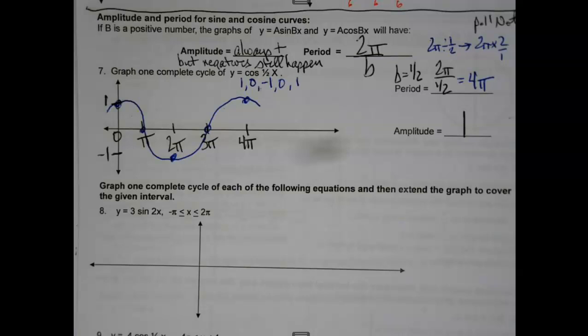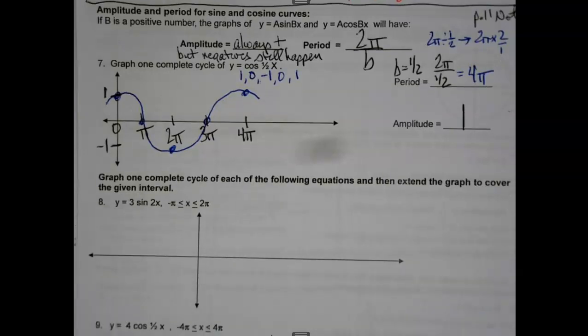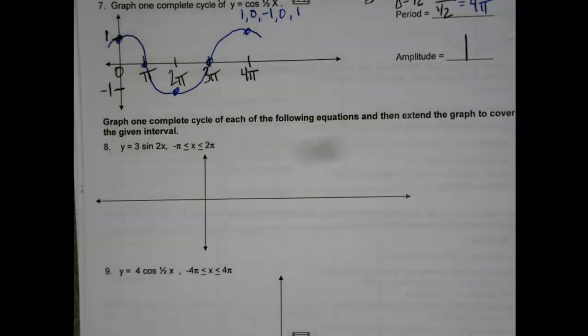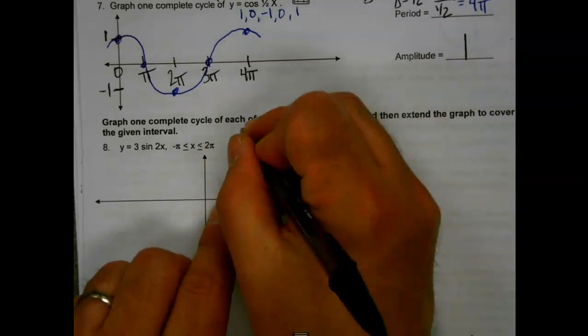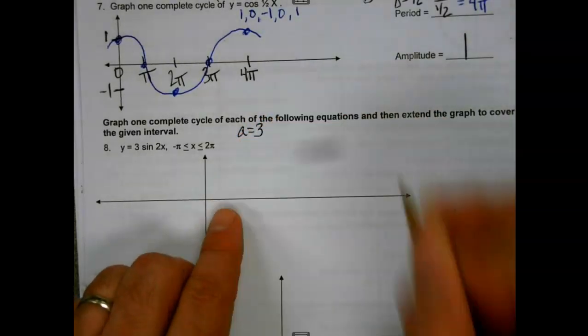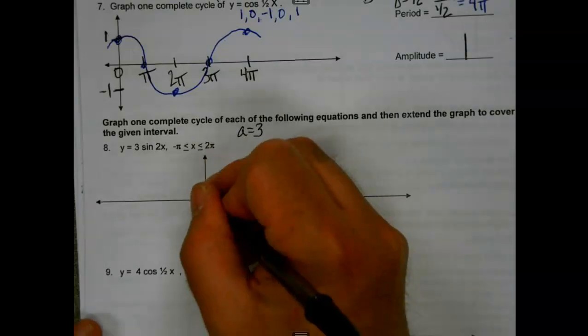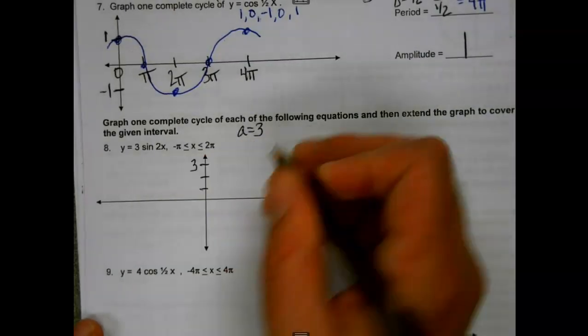So what happens if I get a blend of, my amplitude is changing, my period's changing too, what the heck? Okay, so let's see here. My amplitude is 3. So I know we're going as high as 3.